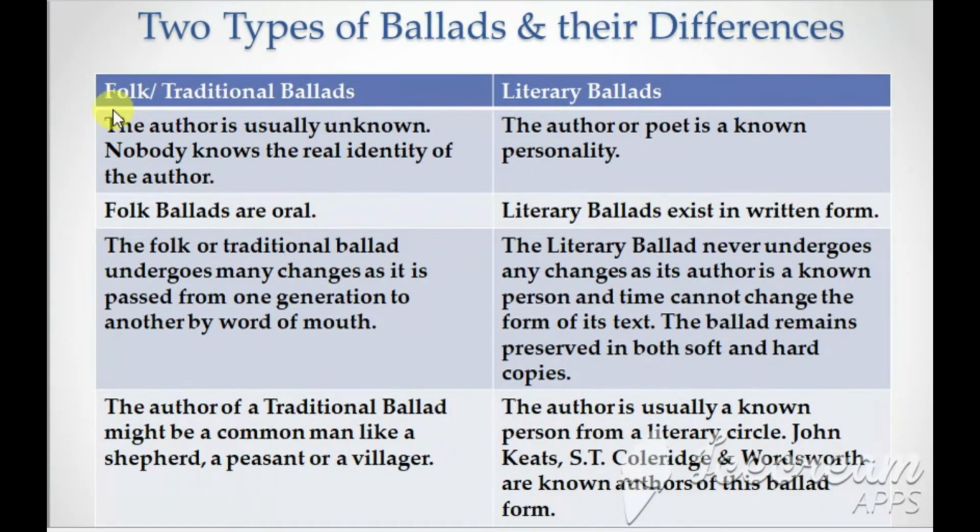In the case of the folk or traditional ballad, the author might be a common man like a shepherd, a peasant or a villager, while in the case of a literary ballad, the author is usually a person from a literary circle. For example, we have John Keats, Samuel Taylor Coleridge and William Wordsworth. These were all known authors of the literary form of ballad.